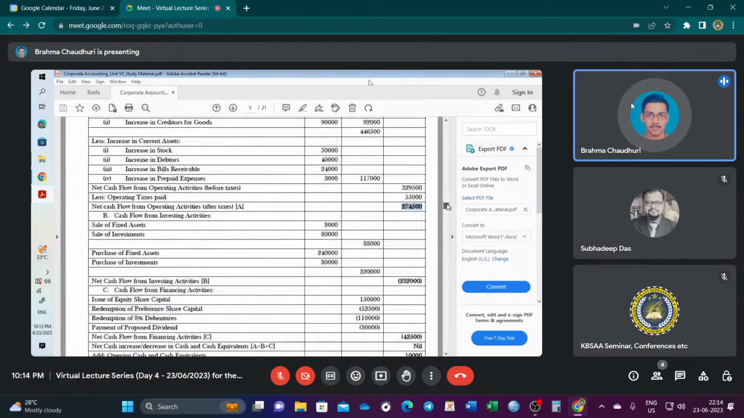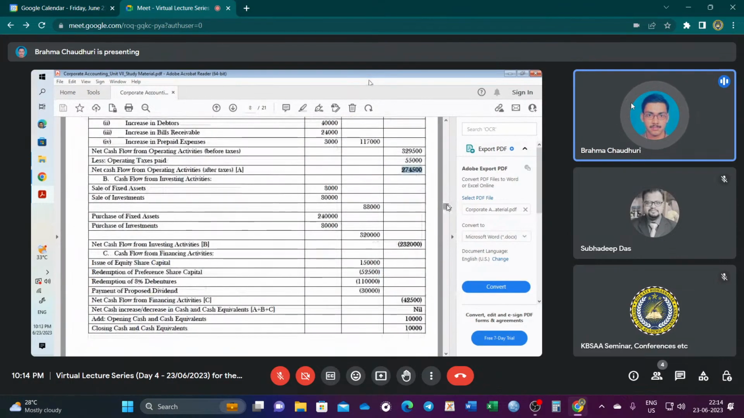So we are also stating that there was a purchase of fixed assets for 2,40,000 and purchase of investments for 80,000. Apart from this, there were no other cash flows from investing activities. So the total cash inflow is 88,000 and the total cash outflow is 3,20,000. The resultant figure is the net cash flow from investing activities. It is 3,20,000 less 88,000, so 2,32,000 negative balance, that is shown within the bracket.